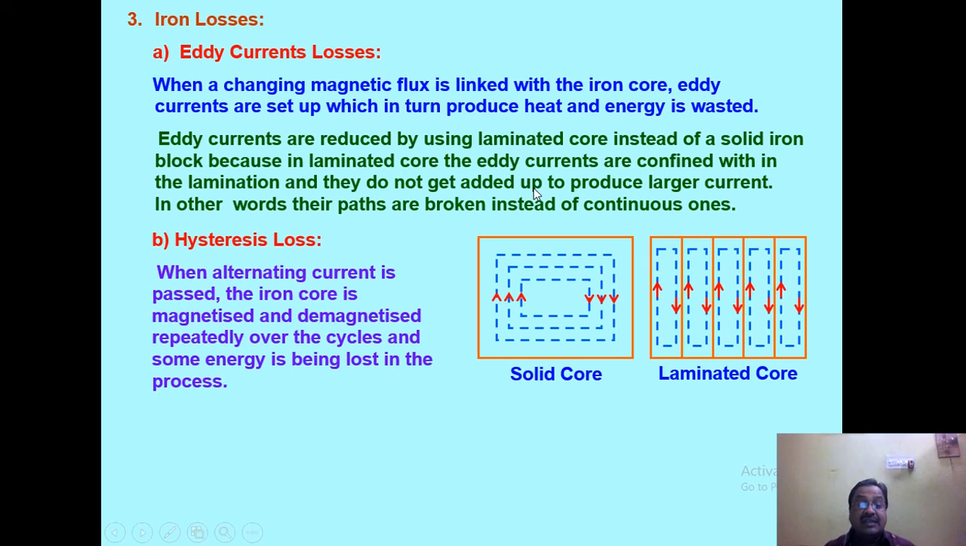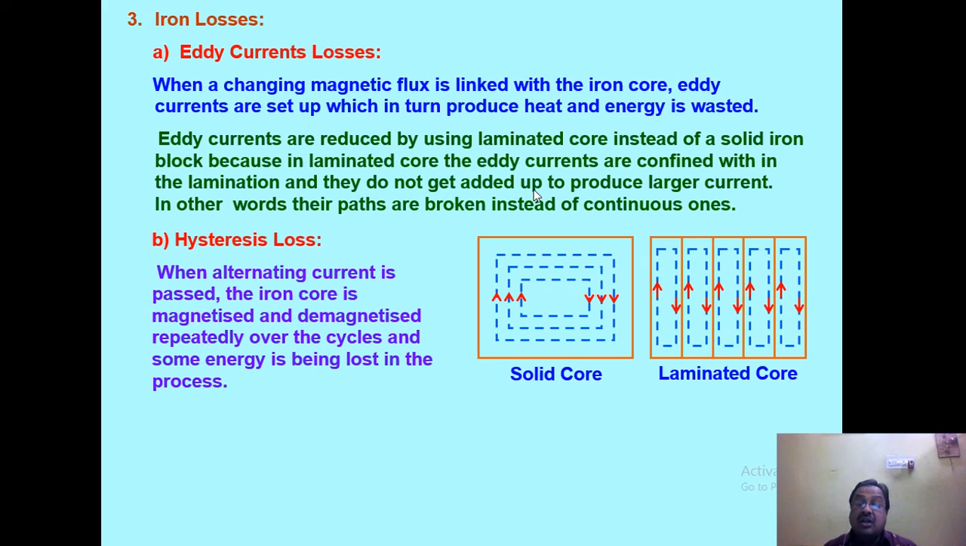Now, what is hysteresis loss? Here what happens in the transformer is that when alternating current is passed, the iron core is magnetized as per the magnetic effect of current and then demagnetized. So magnetization and demagnetization take place repeatedly over the cycles, and some energy is lost in the process. Magnetization takes place, demagnetization takes place, one after another. What is the result?